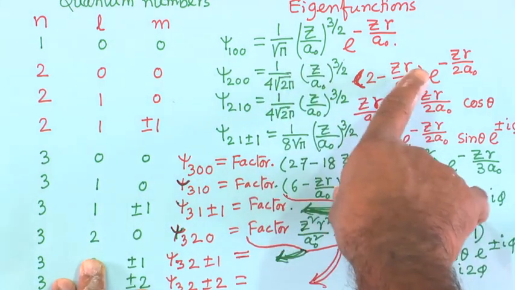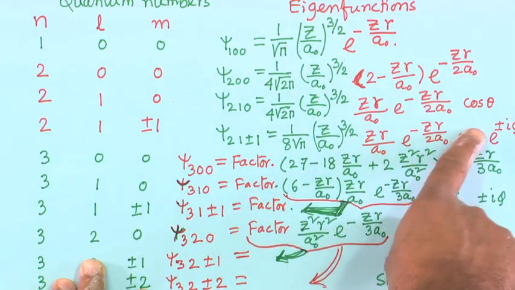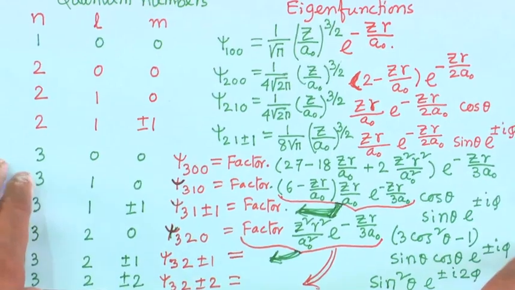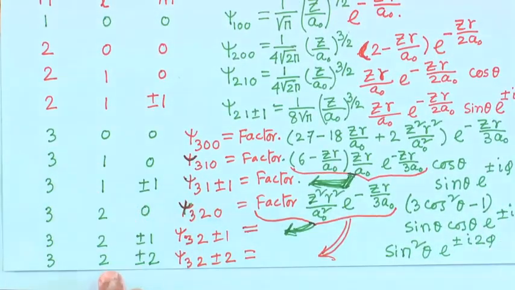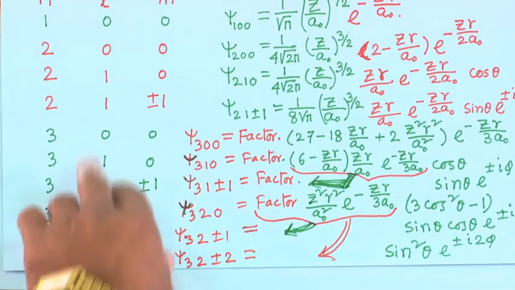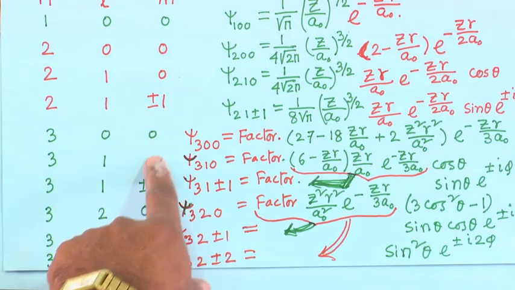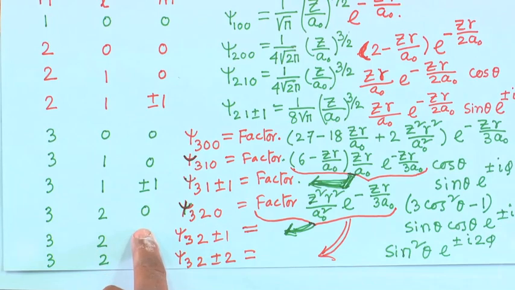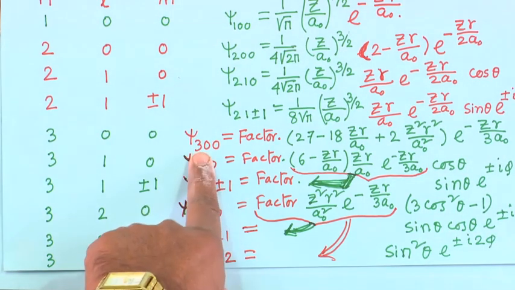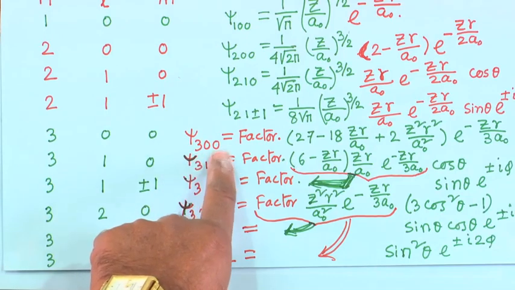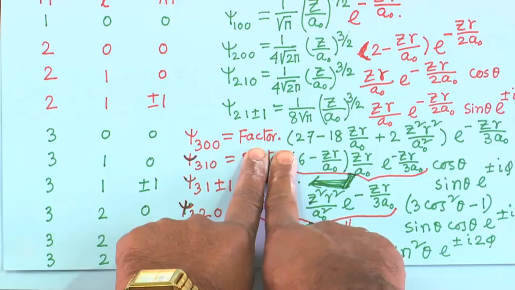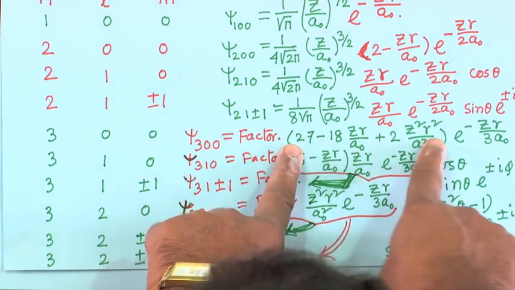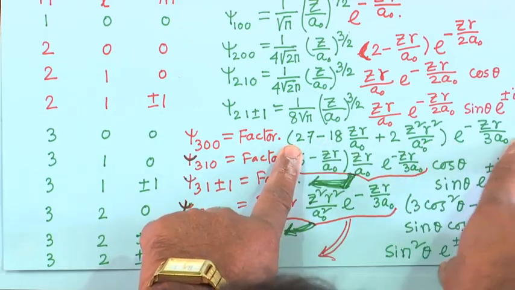So, this is for n equal to 1 and then n equal to 2. Now, for n equal to 3, L will be 0, 1 and 2, and for each L again you have m values. And now you will get psi 3 0 0. Here I have not written this factor, I just mentioned some factor, and this is the r dependent part.